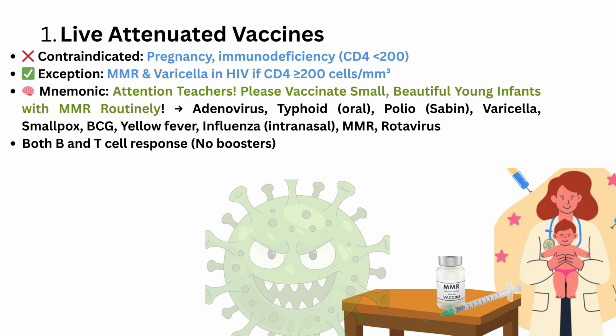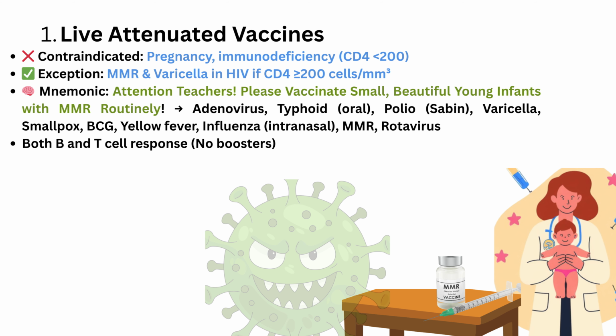Because it is a living organism, you cannot give it to someone whose immune system cannot control it. And that gives us the 2 biggest contraindications. Number 1, pregnancy. Number 2, immunodeficiency. Now here is the high-yield exception. This is something examiners love to test. Patients with HIV, with a CD4 count of 200 or above, can receive MMR and varicella. Remember this rule: CD4 less than 200, no live vaccines. CD4 200 or above, MMR and varicella are okay.